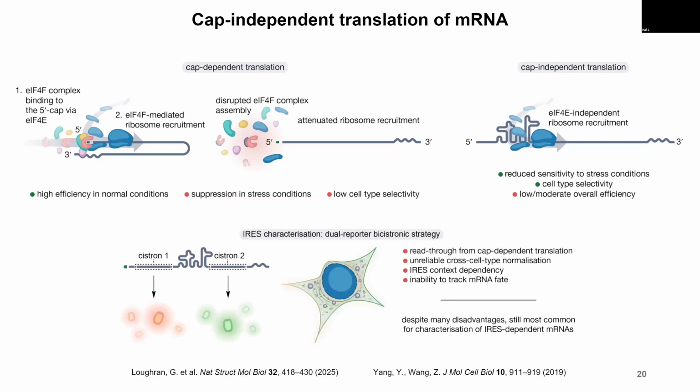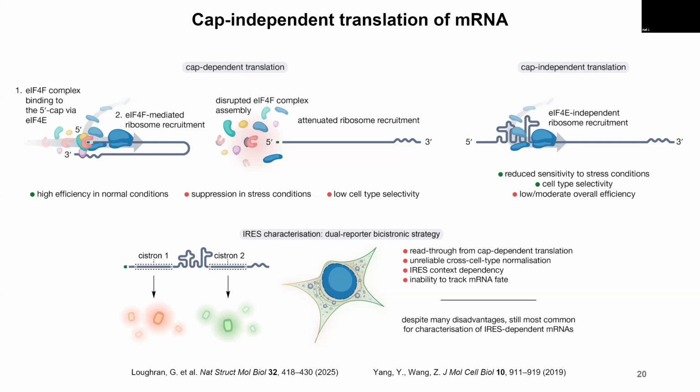On top of this problem, we also have a lot of issues with the current strategy for characterization of the elements promoting cap-independent translation. The current approach relies on a dual reporter bicistronic strategy that in fact uses cap-dependent translation for normalization of the cap-independent translation data to the uptake of the mRNA. However, because we have this component that's translated cap-dependently, it can interfere with the translation of the second cistron because of, for example, reinitiation of ribosomes from the first cistron on the second cistron.